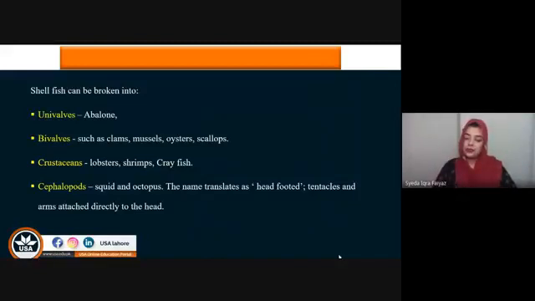Then there are crustaceans, such as lobster, shrimps, and crayfish, and cephalopods, squid and octopus. The name translates as head-footed. Tentacles and arms are attached directly to the head. So crustaceans include lobster, shrimps and crayfish, while cephalopods include squid and octopus, meaning that the tentacles are attached directly to the head.